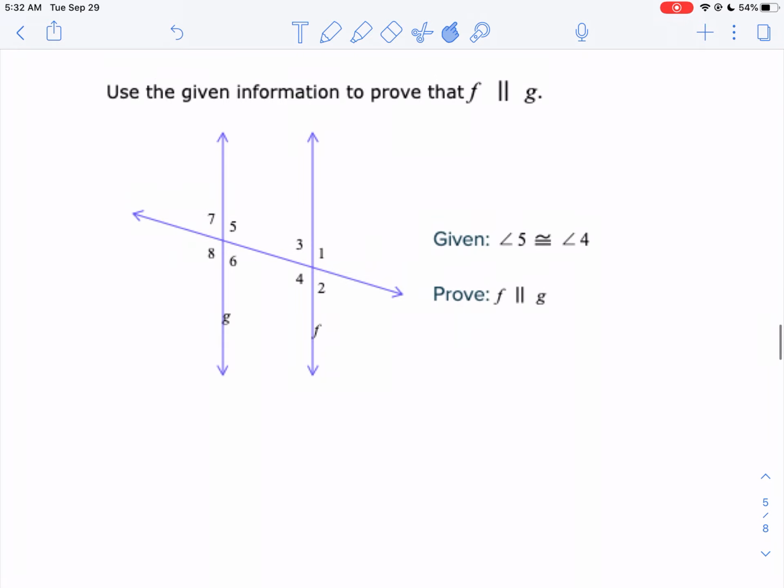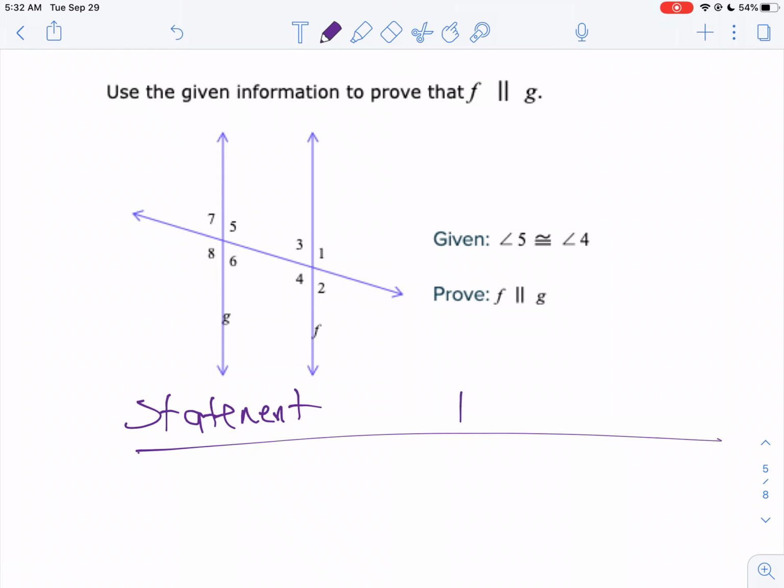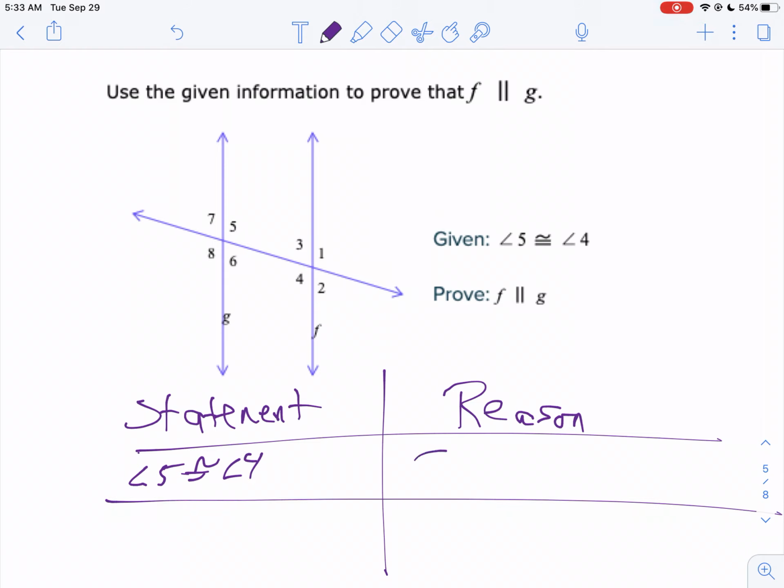Okay, here's a very short proof. It should have been a short proof, I should say. Statement, reason. Given angle 5 is congruent to angle 4. On your work, draw the picture out, put angle 5 and angle 4, mark congruent.